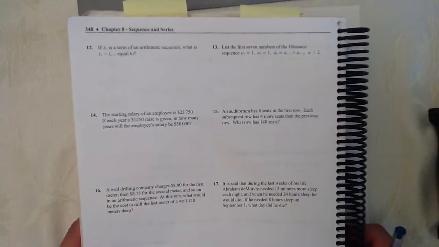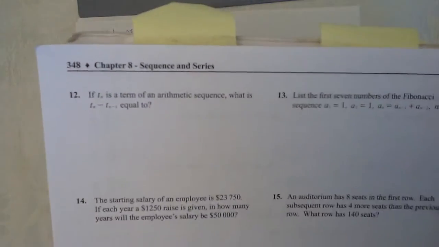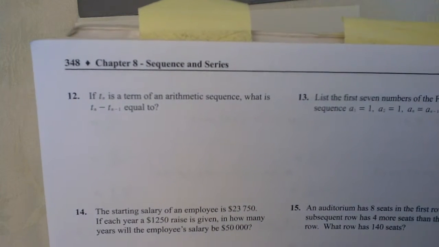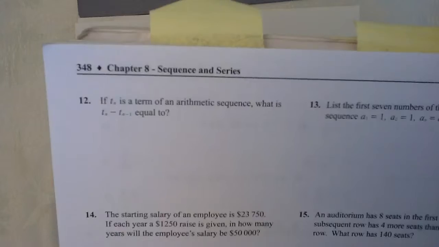Okay, this is section 8.1, page 348, exercises 12 through 19, all in one video if possible. So, number 12 says, if Tn is determined in an arithmetic sequence, what is Tn minus 1 equal to? That is easier than it looks.